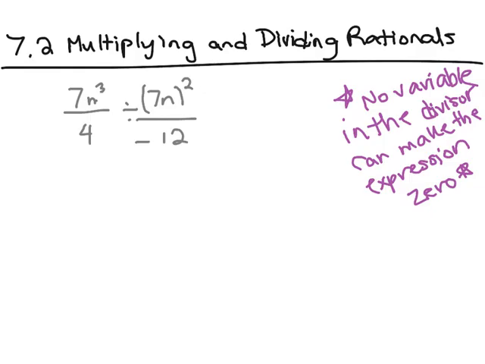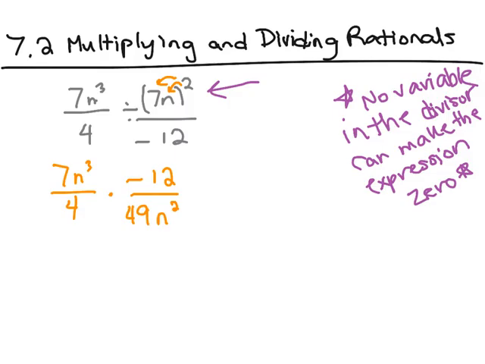So your divisor is your second term. So even if you have terms on the top that make it 0, those are going to be non-permissible values also. So first we're going to flip. So we're going to find the reciprocal. So 7n cubed over 4. Leave your first term as it is. Then we're going to find the reciprocal of the second term, so we flip the positions. And remember, when you have an exponent, it distributes in, so we have 49n squared.